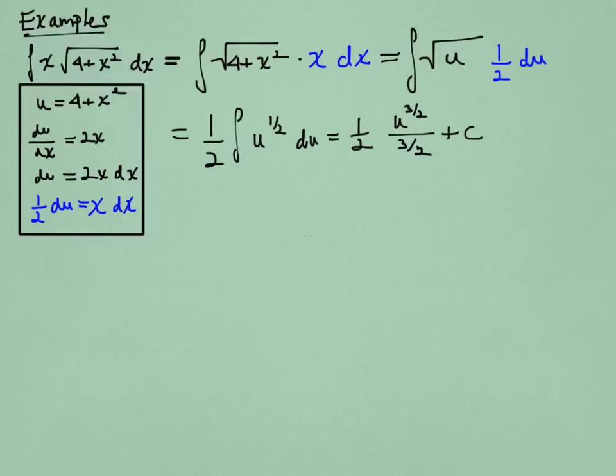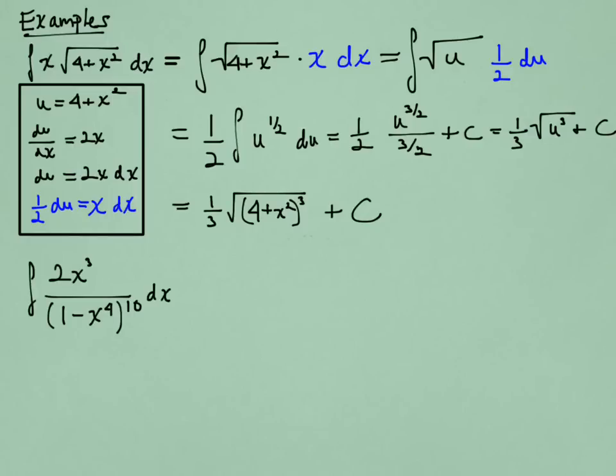So I go up a degree to 3/2 and divide by that new degree. Let's simplify. Notice that it's being divided by 3, so the 2's will actually cancel here, and it'll just be 1/3. u to the 3/2 is the square root of u cubed. And then finally, you look at your table over here, u is 4 plus x squared, and so that's going to go back in there for u. I'm just going to back substitute now to get our antiderivative, and we're done with the problem.